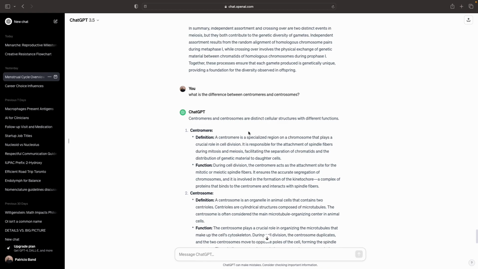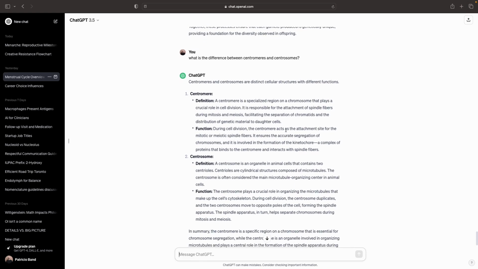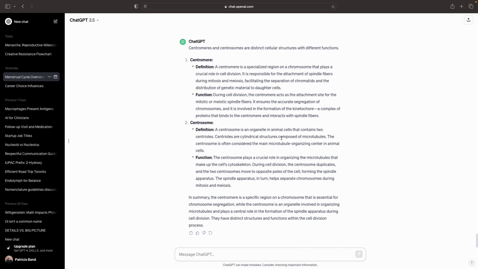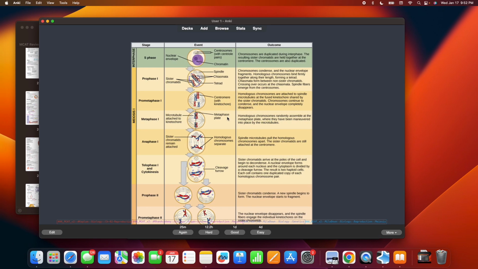is a specialized region on a chromosome that plays a crucial role in cell division. It is responsible for the attachment of spindle fibers, facilitating the separation. Centromere acts as the attachment site for mitotic or meiotic spindle fibers. It ensures the accurate segregation of chromosomes, and it is involved in formation of the kinetochore, a complex of proteins that binds to the centromere and interacts with spindle fibers. What was kinetochore again? Let's see.